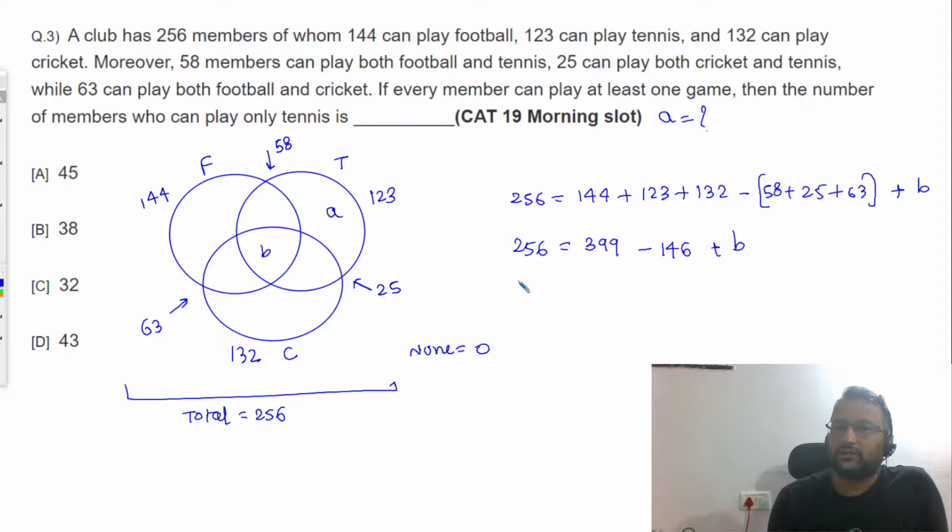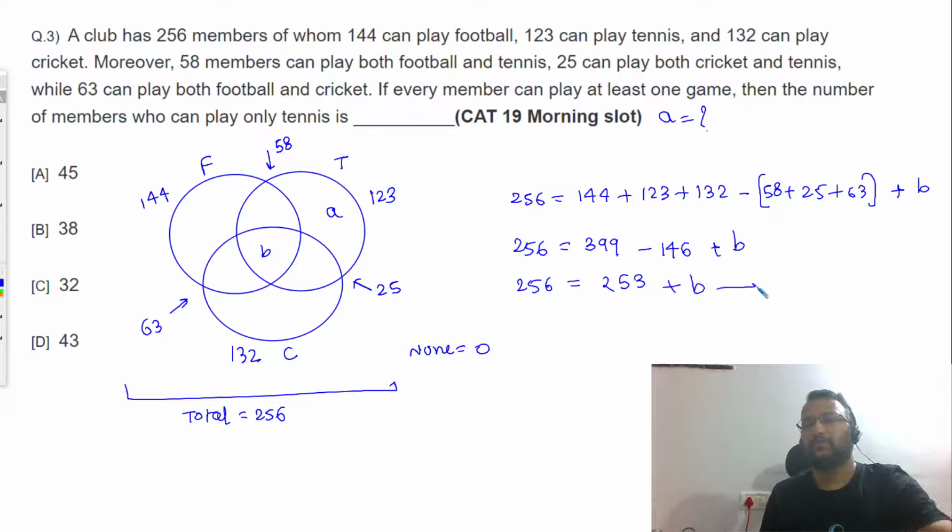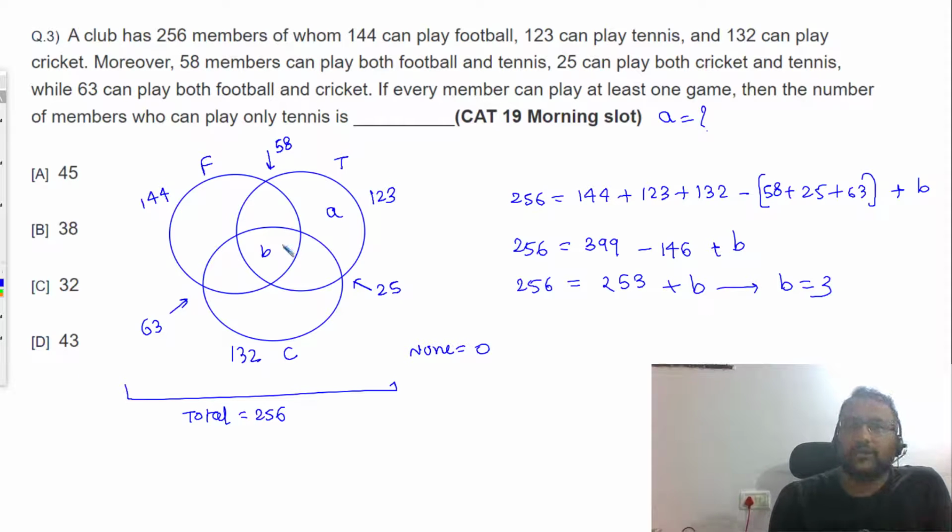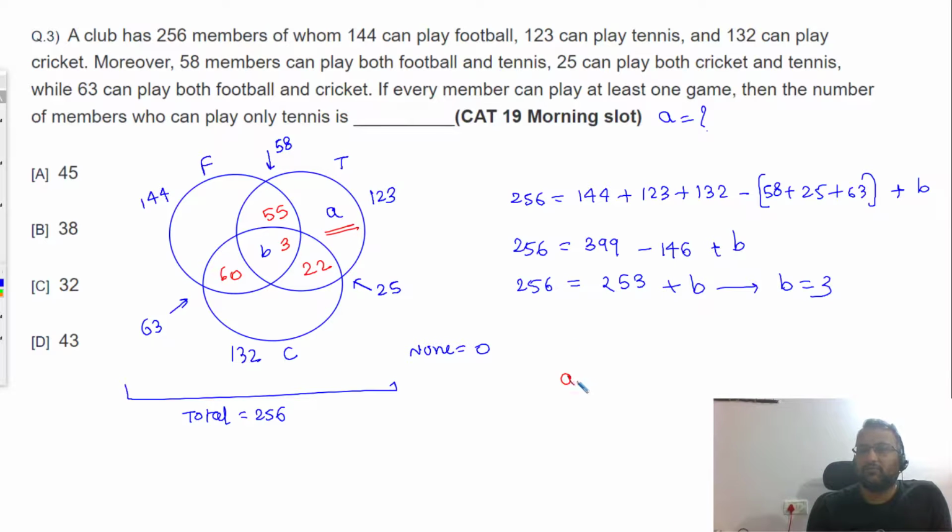So now let's solve this. 256 is equal to 9 minus 6 is 3, then 5, and then 2 plus B. So if you solve this, you will get B is equal to 3 over here. So let's put B is equal to 3 over here. This portion will be 55, this portion will be 60, and this portion will be 22. So only tennis we need to find. The value of A is equal to how much?